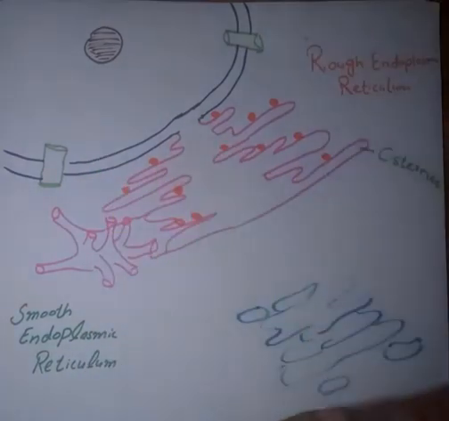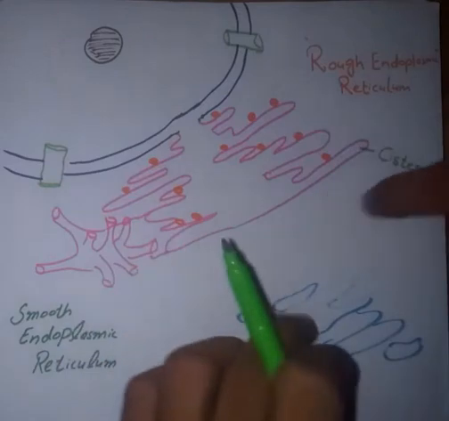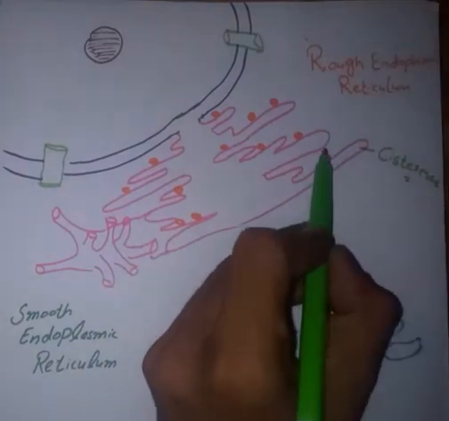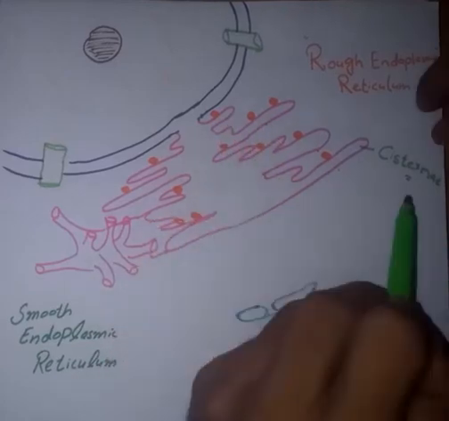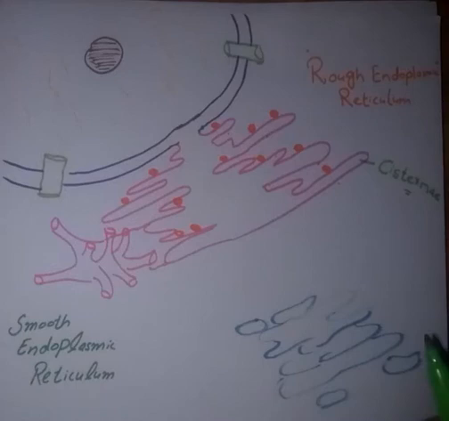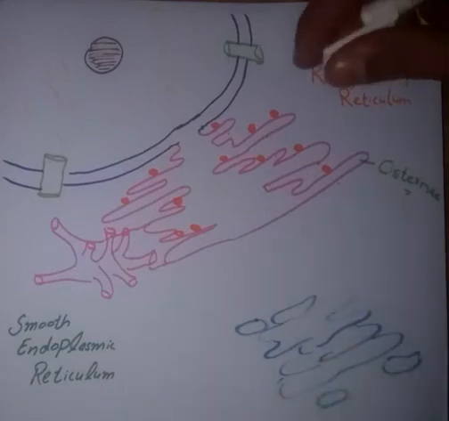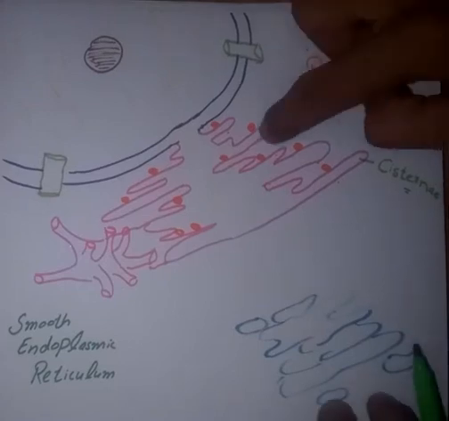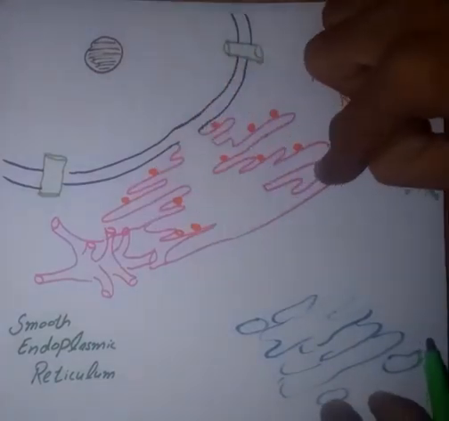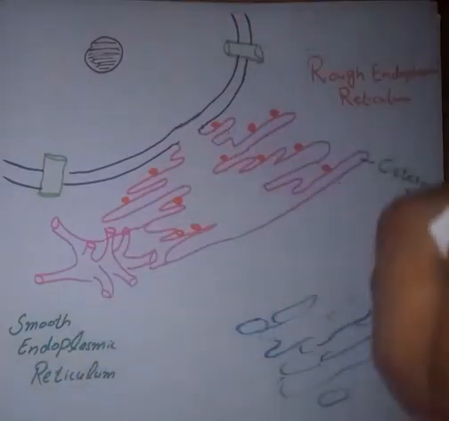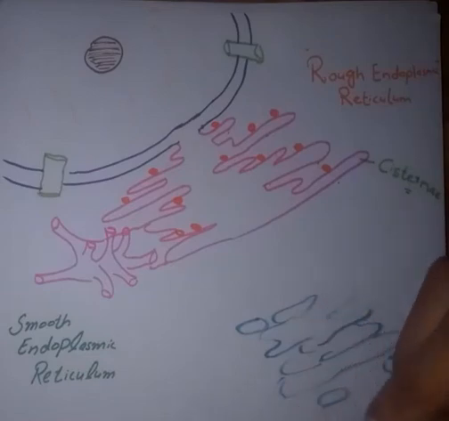The rough endoplasmic reticulum looks like folds, and these folds are called cisternae. You can pronounce it as you want. On the rough endoplasmic reticulum, you can also see that ribosomes are present. But on the smooth endoplasmic reticulum, which looks like a channel-like structure, no ribosomes are present.